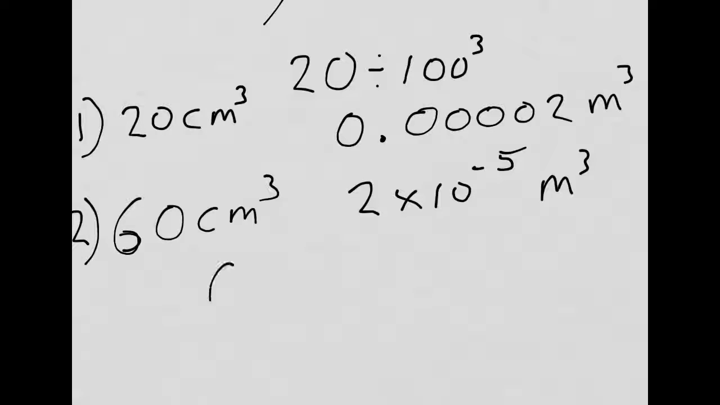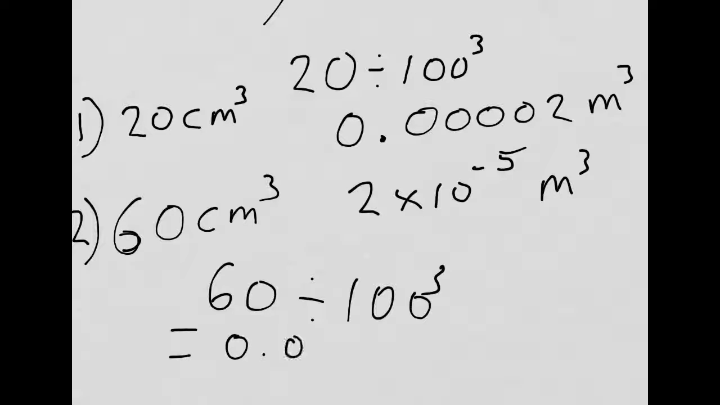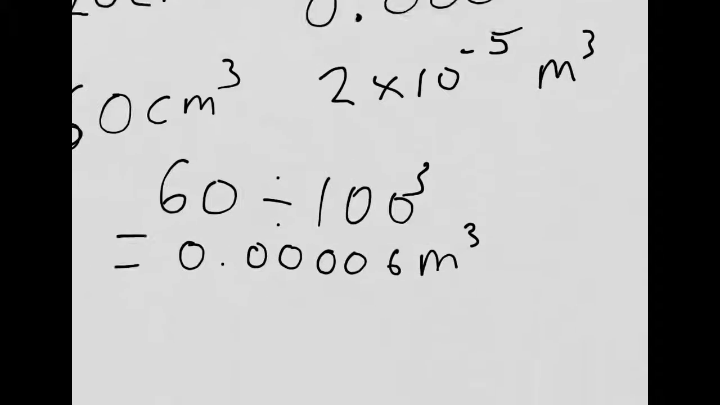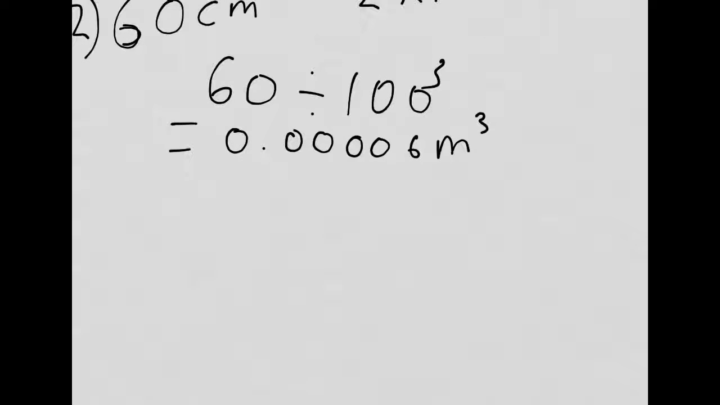You do 60 divided by 100 cubed. Remember, 100 cubed is just a million. And you get 0.00006 meters cubed. Again, your calculator might give you the answer in standard form, 6 times 10 to the minus 5 meters cubed, which is just as valid. You can leave it as that.